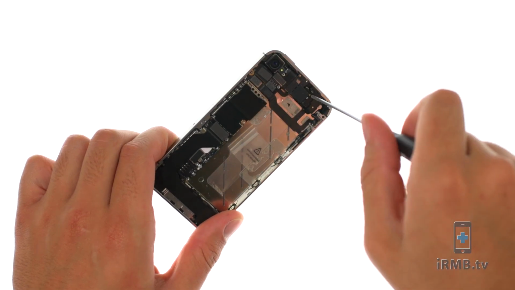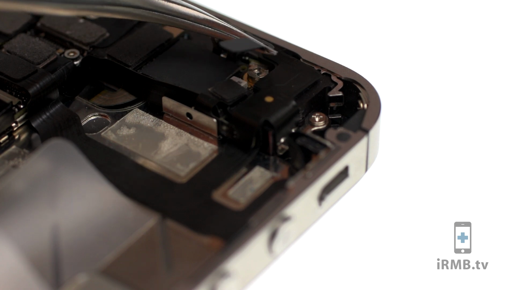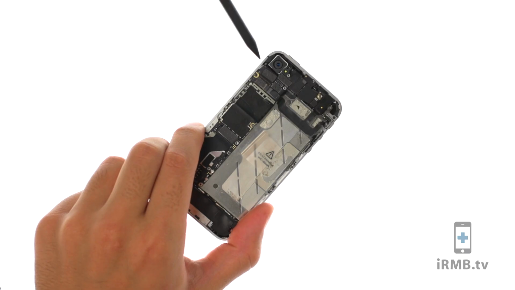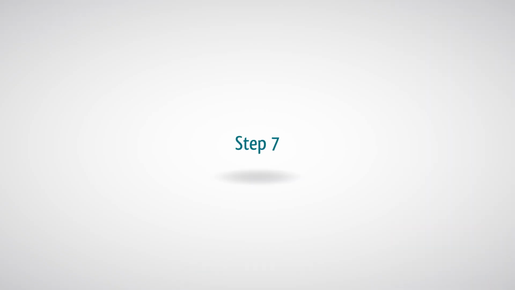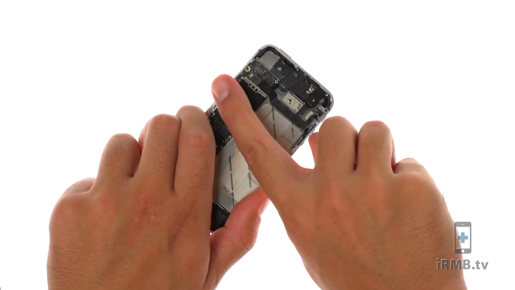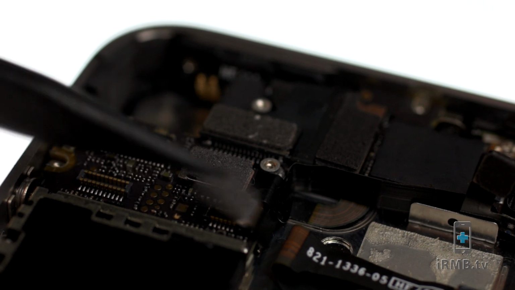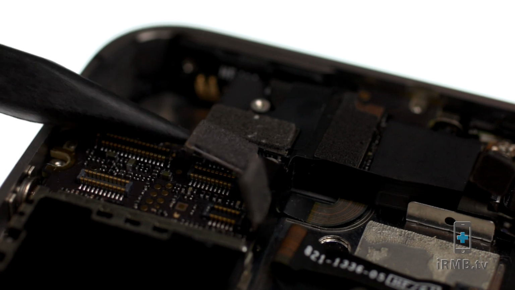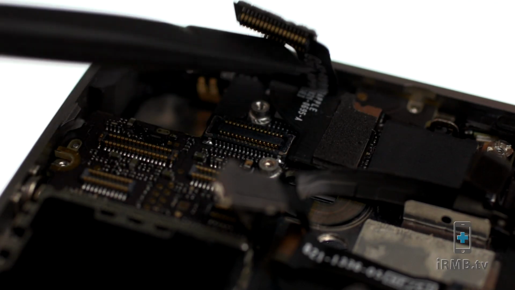Remove the following Phillips screw securing ground clip to the motherboard and remove the clip. Use Spudger to disconnect and remove back camera. Use Spudger to disconnect audio jack, power button, front camera, LCD and digitizer cables.